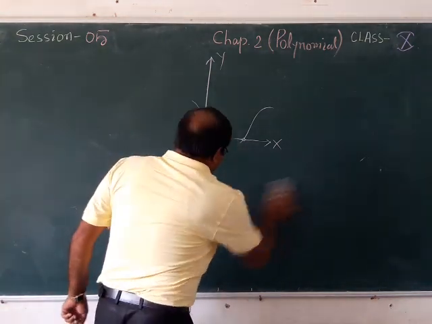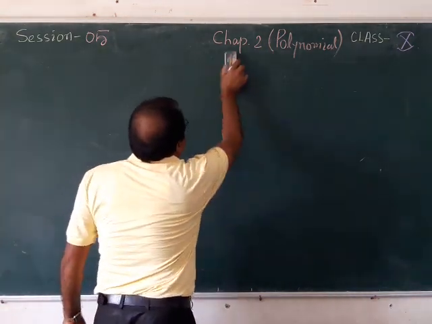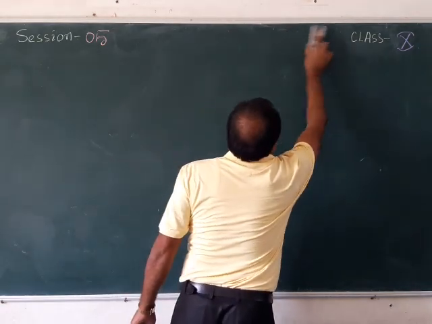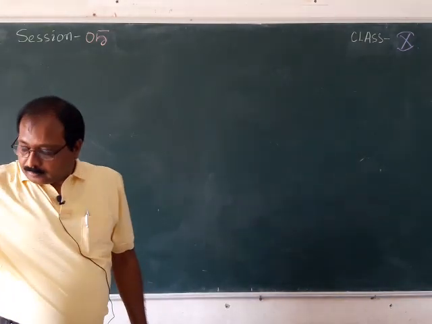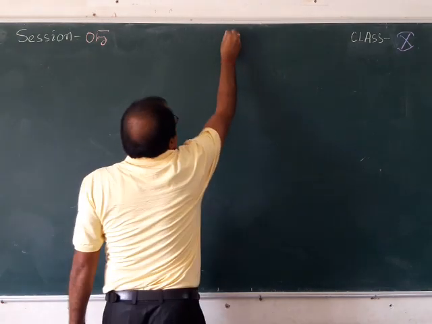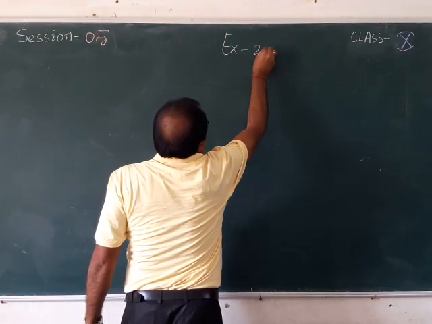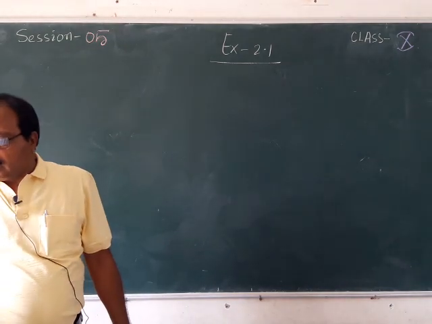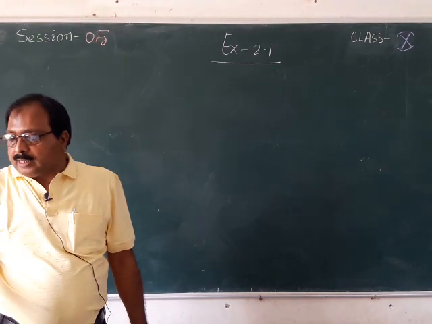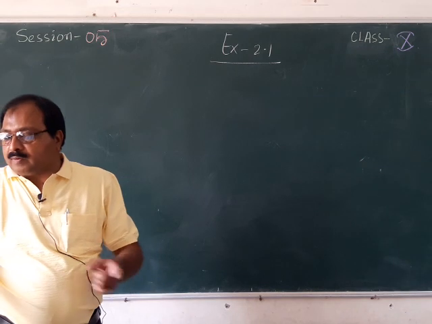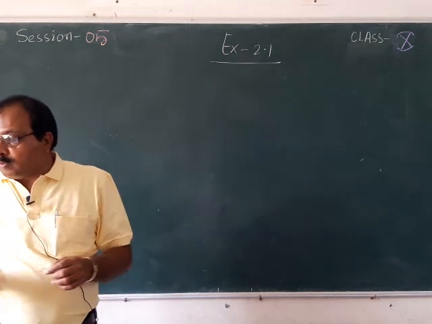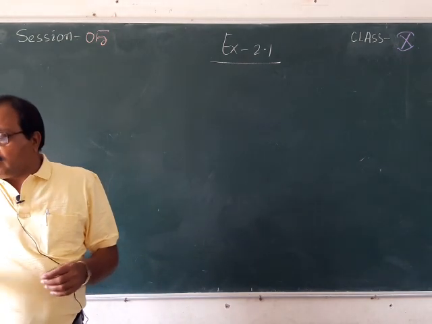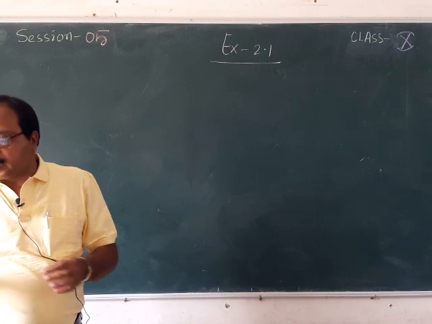By taking this thing, you can do exercise 2.1. So, let us see exercise 2.1 and understand this concept. For exercise 2.1, you just turn out the book and see question number 1. The graphs of y equal to p(x) are given in the figure below. For some polynomial p(x), find the number of zeros of p(x) in each case.